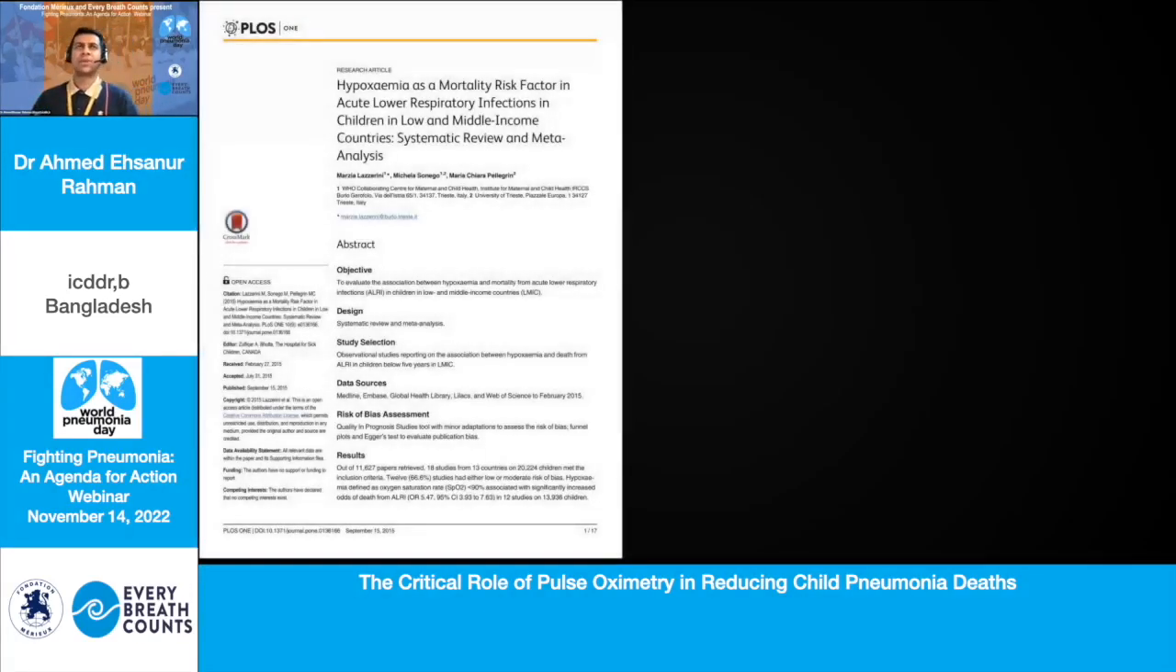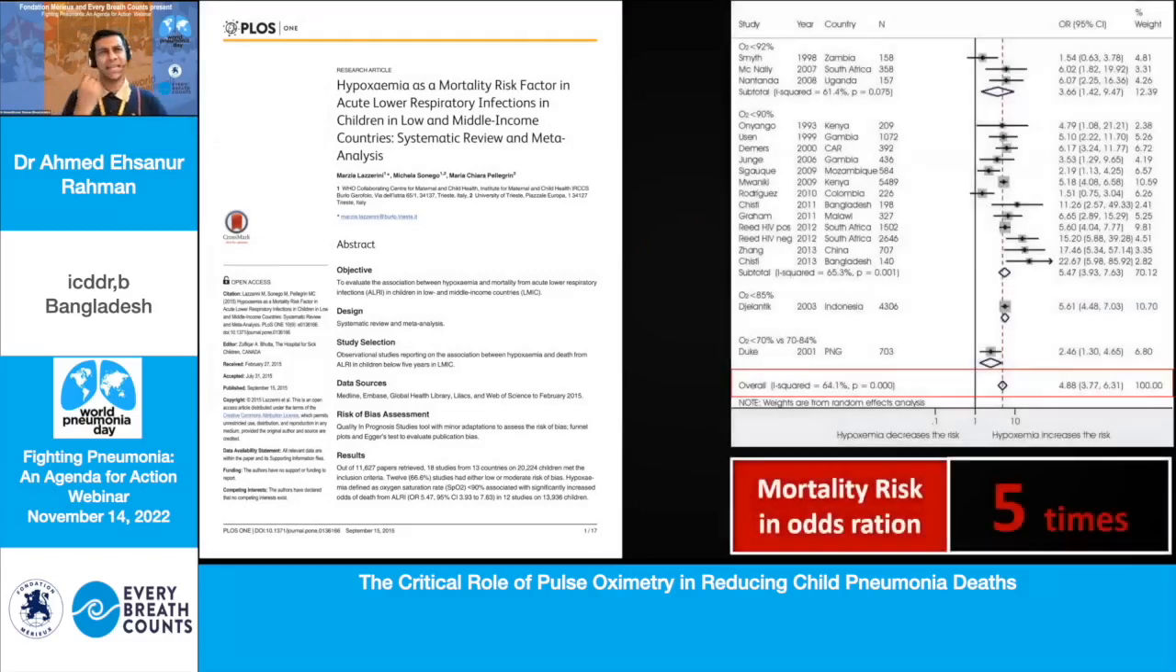The next question was, does it kill? This is a study that we didn't conduct, but somebody did. It was a meta-analysis looking at the additional risk of hypoxemia if a child is suffering from pneumonia and hypoxemia. The pooled estimate is that it adds 5 times more risk of death. That's a big number, 5 times the risk.